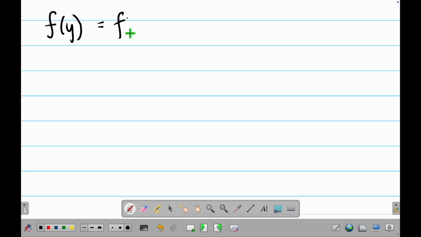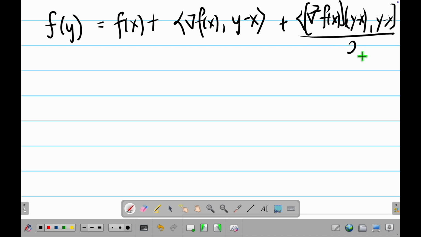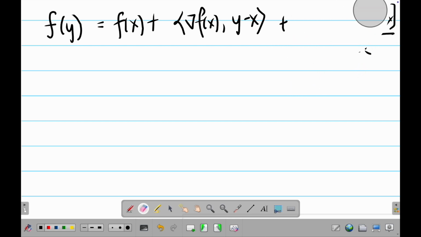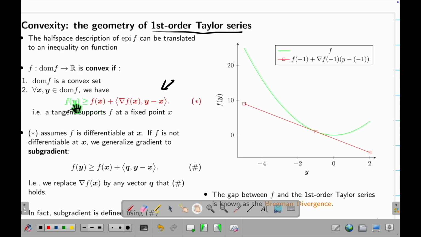The Taylor series is f(x) plus gradient f(x) times (y minus x), plus the second-order term, which is a matrix times (y minus x) and (y minus x), and then a factor of 2, and you keep going on. If this function is only differentiable one time, then this is gone. Now I'm saying, if this function is convex, we also have this. This is for any x, y. x and y can be any value, even infinitely close to each other, such that we have a derivative.